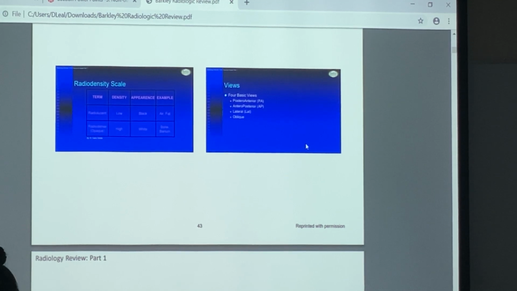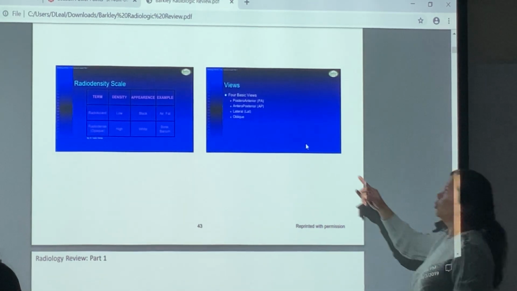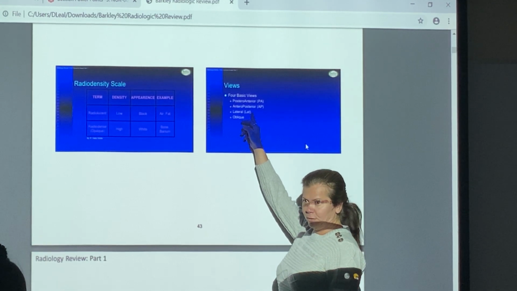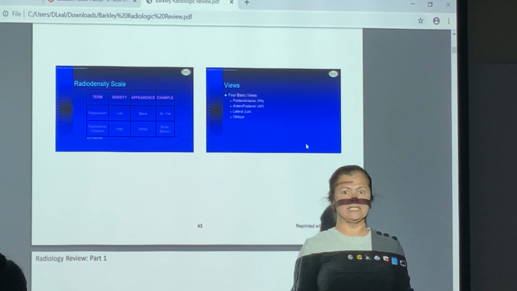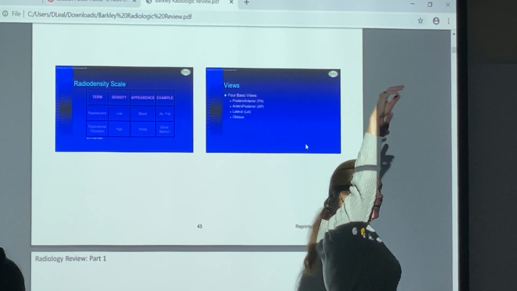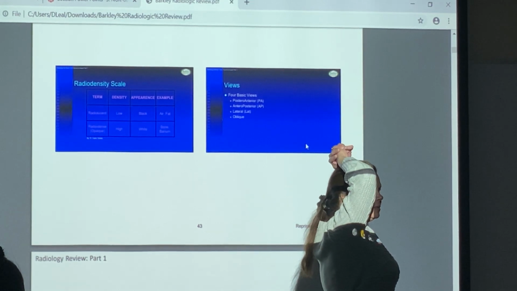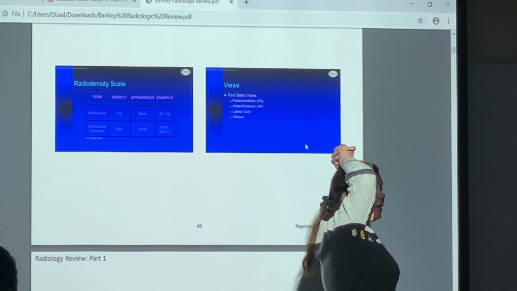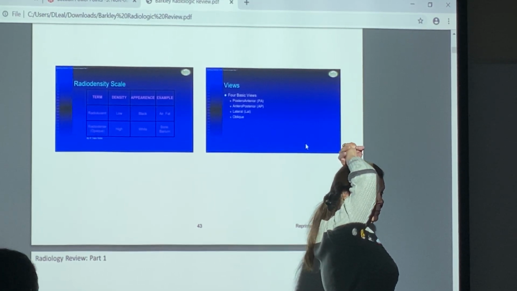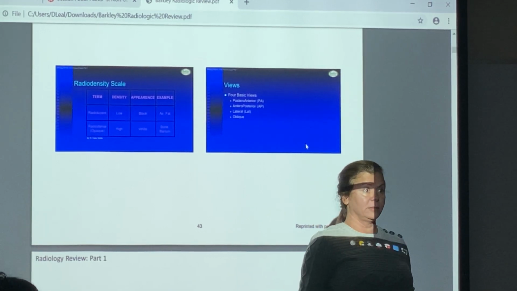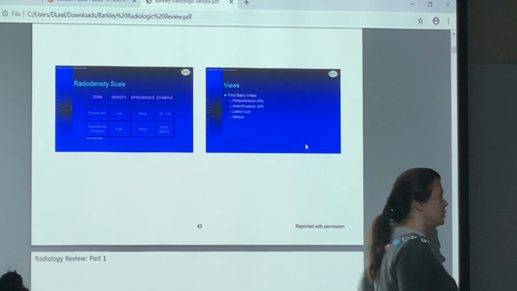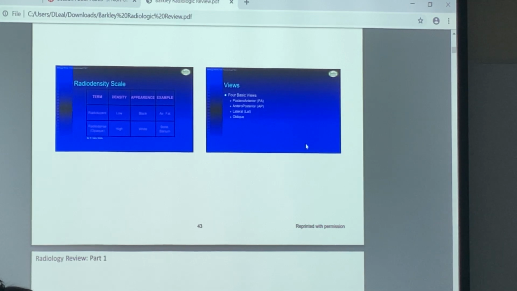Okay? So you also have a lateral view, which could be standing up, with the patient's arms up, and also lateral decubitus and oblique. We don't use oblique the most. The most common views that are used are PA and lateral.